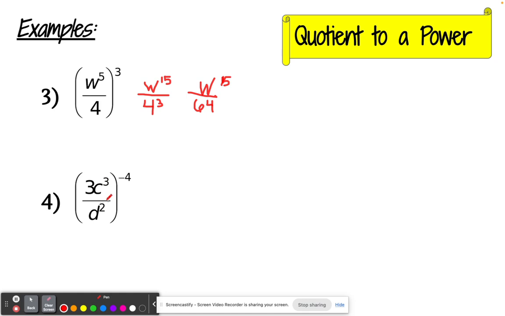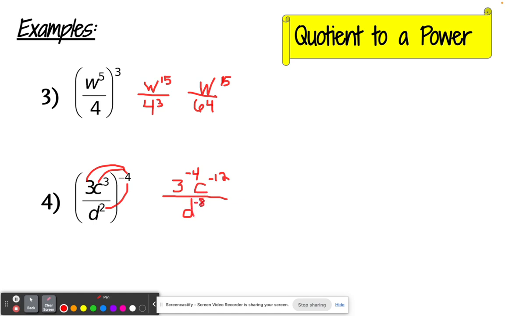Let's look at this next example. I'm going to write this whole thing out before I move things around because I think that just makes it cleaner. I have to raise my 3 to the negative 4 power and my c to the 3rd to the negative 4 power. It's going to leave me 3 to the negative 4. And my power to a power, my c to the 3rd raised to the negative 4 power, will be c to the negative 12. In the denominator, I have to raise this d to the 2nd power to the negative 4 power. 2 times negative 4 will give me d to the negative 8.